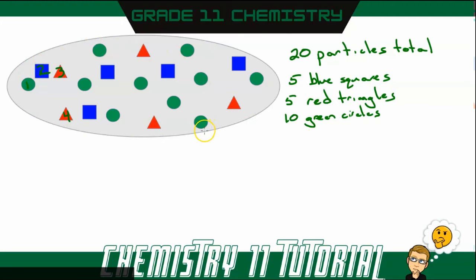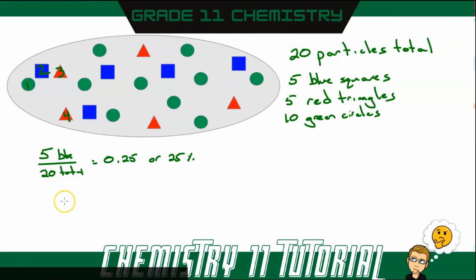Now this could be a basic math problem where I were to ask you what percentage of all of these shapes are blue squares. If you wanted to do that, you would just take the 5 blue squares and divide it by the total number of particles, 20 total. That gives you a value of 0.25 or 25%. So you can say 25% of the particles in this balloon are blue squares.